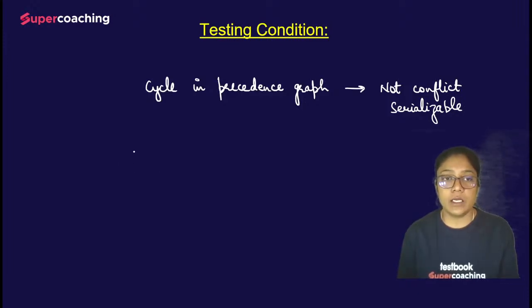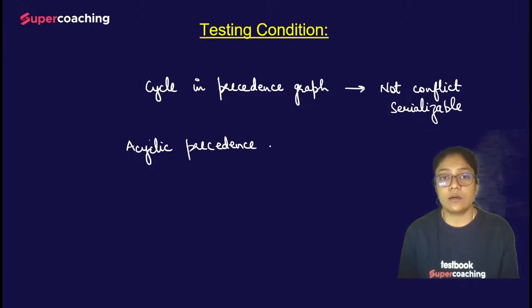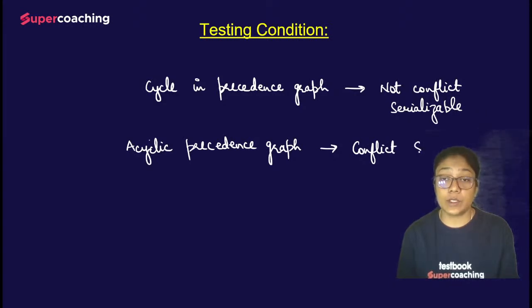And if it is acyclic, if we are getting an acyclic precedence graph, then we'll say that the given schedule is conflict serializable. So this is the testing condition, but I want you to return the equivalent serial order as well.